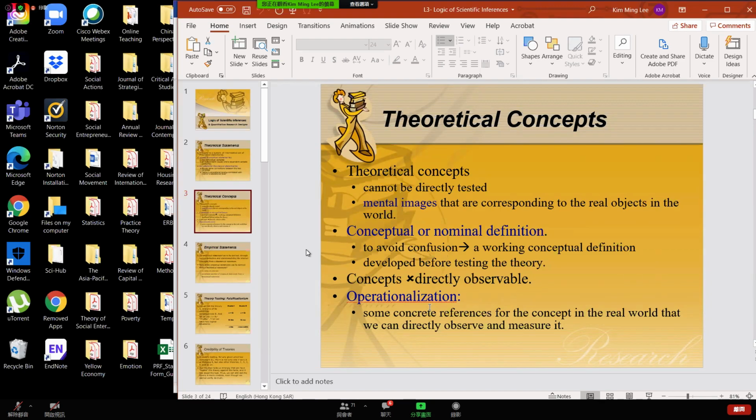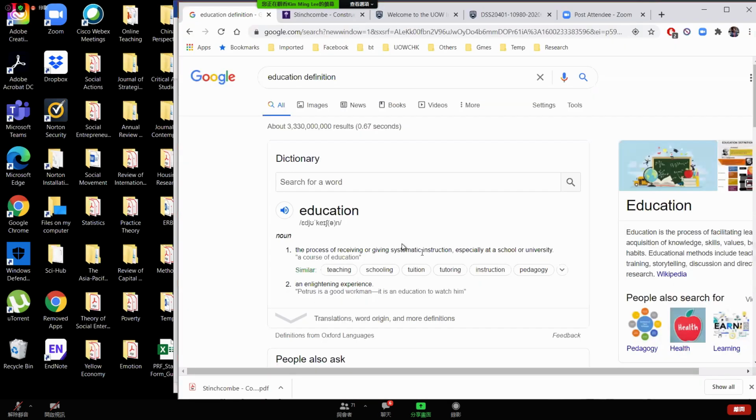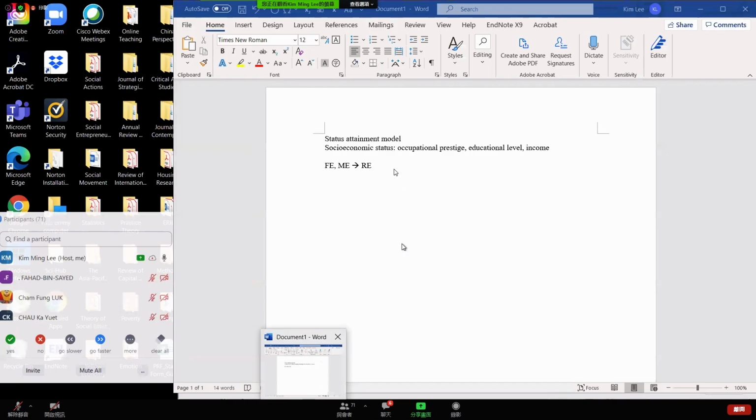So how can we measure education after giving the theoretical or conceptual definition of education? For example, we use the first one, the process of receiving or giving systematic instruction, especially at school and university. This is our conceptual definition of education. Then how can we measure it? We can have several ways to measure. First of all, we can measure it by asking people.